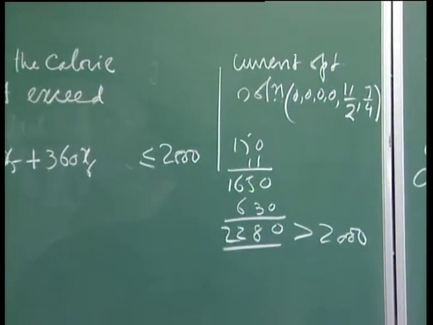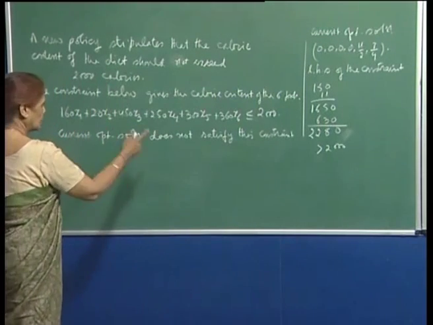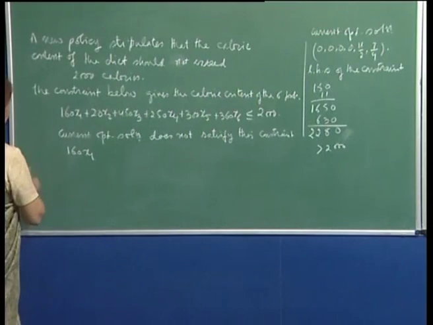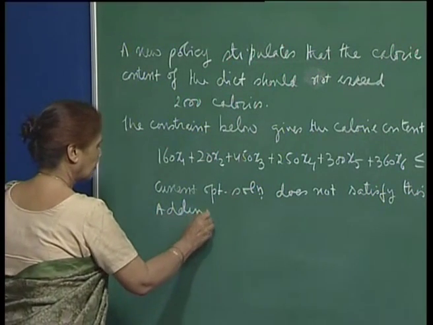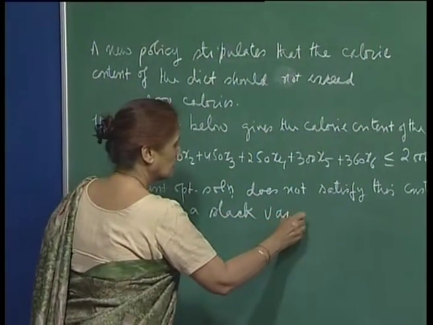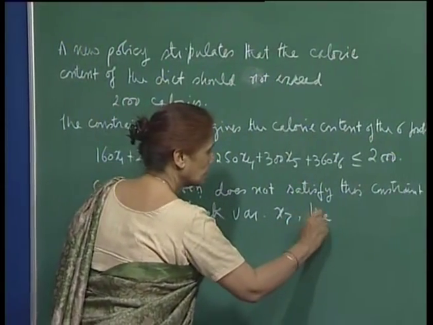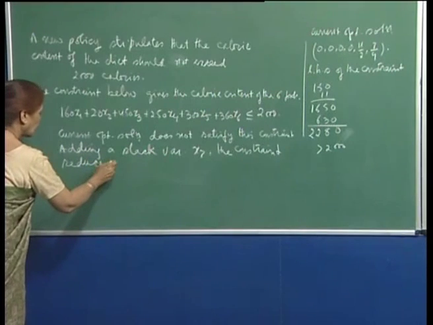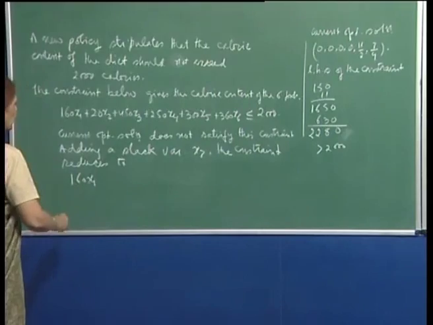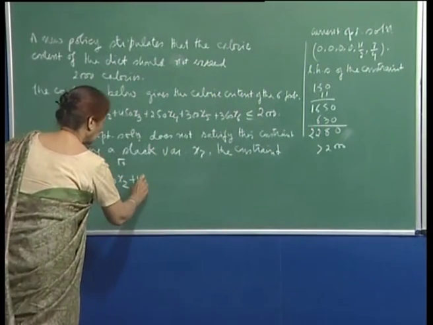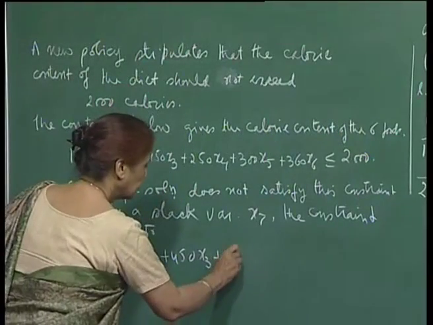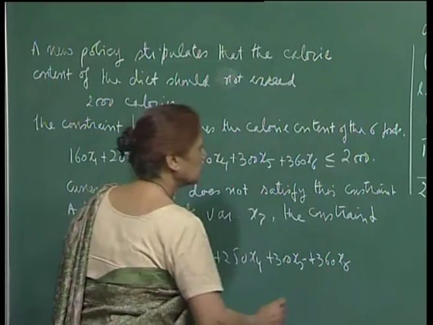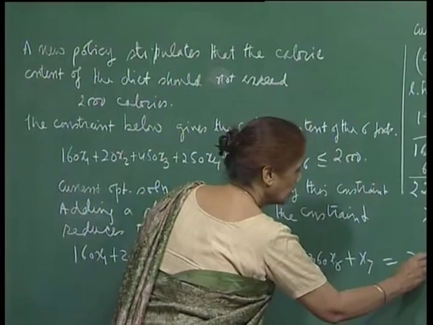So, I can start my dual simplex algorithm. Now, I can add a slack variable x 7 to write it in the equality form, and therefore the constraint reduces to 160 x 1 plus 20 x 2 plus 450 x 3 plus 250 x 4 plus 300 x 5 plus 360 x 6 plus x 7 is equal to 2000.